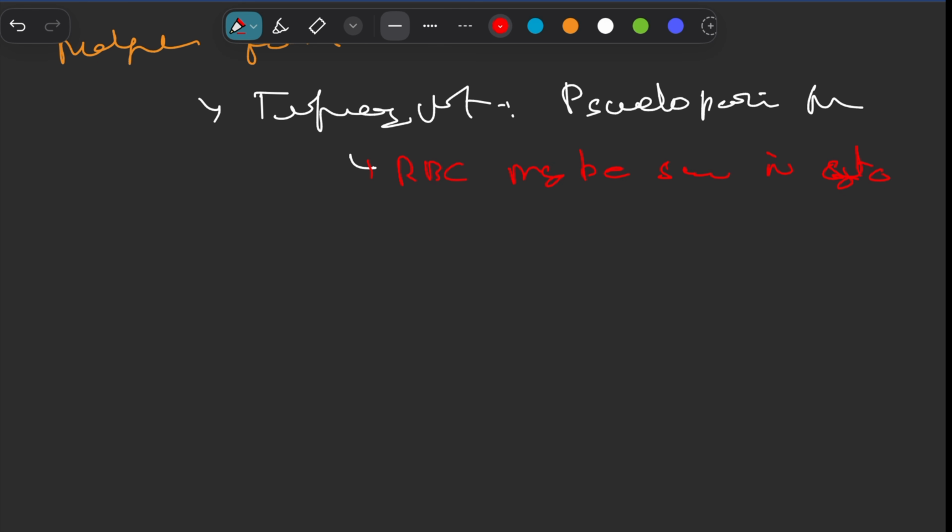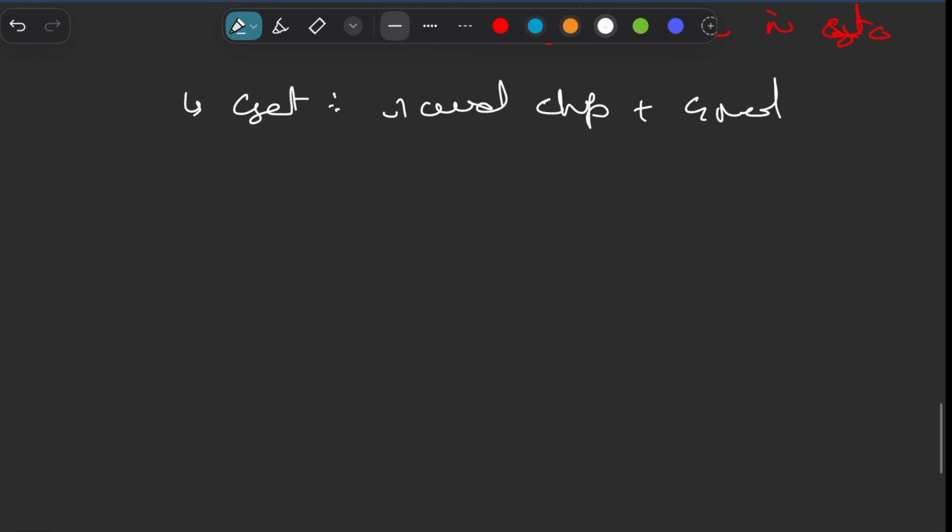Okay, next the morphological form is cyst. Cyst is round shape plus 4 nuclei. Okay, next is lab diagnosis.